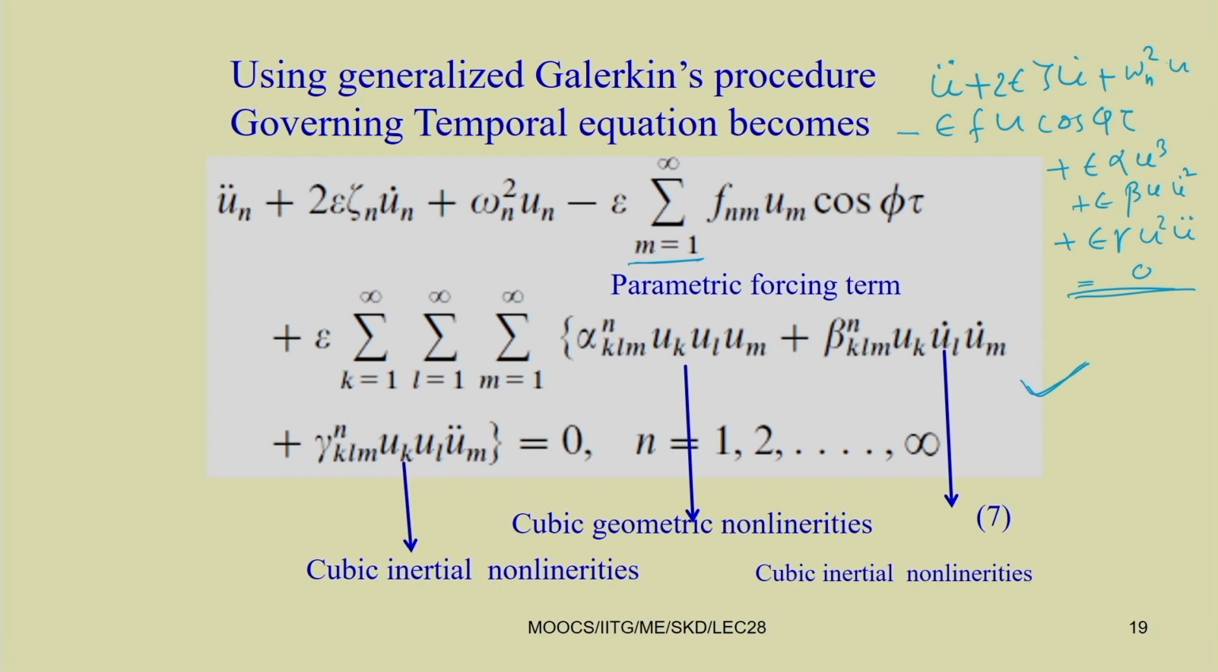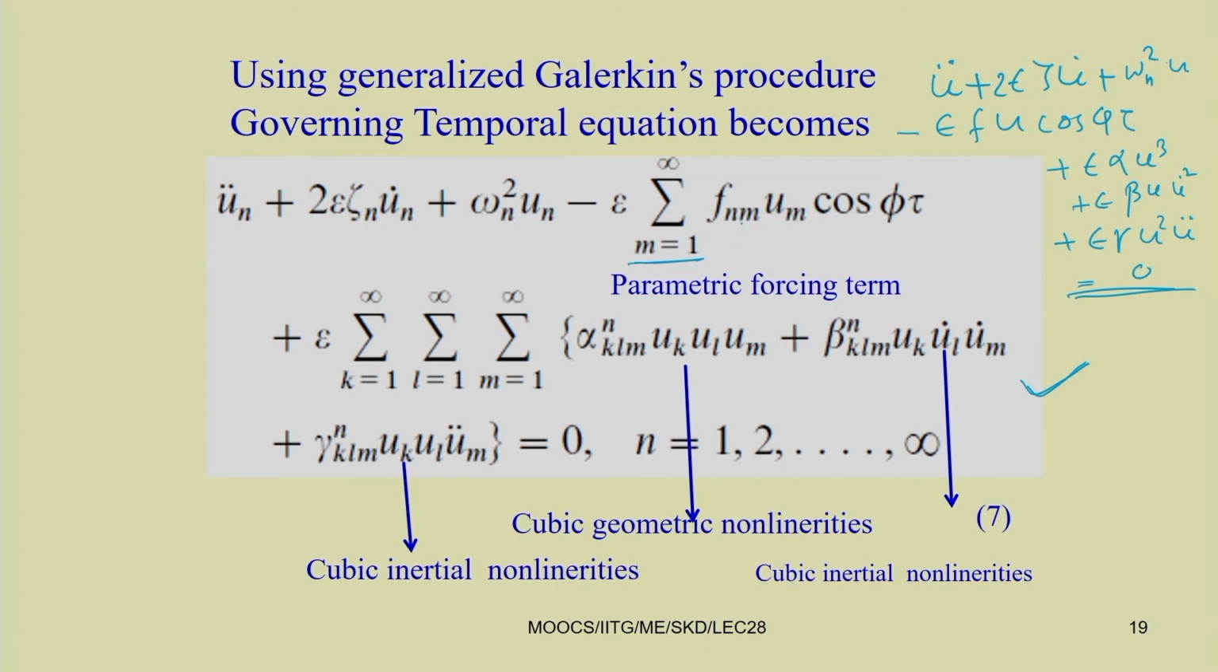So, by taking 2 modes, for example, in this nonlinear case you can have 2 into 2 into 2, that is 8 terms, 8 into 3, that is 24 terms will be there. Similarly, in this forcing, you can have m equal to 1, 2, so 2 will be there. So, the forcing term will be n m.